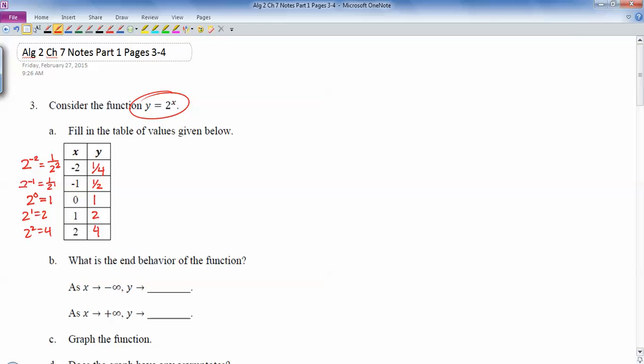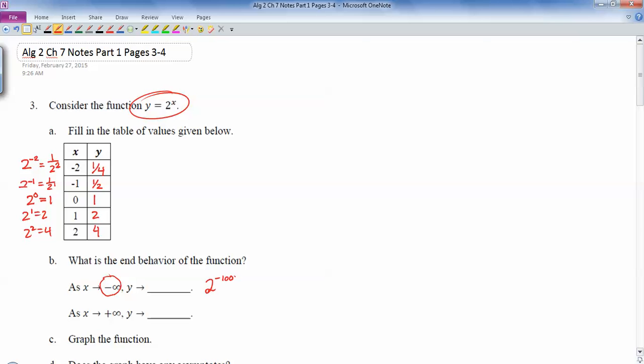Okay, so then part B says, what's the end behavior of the function? End behavior, remember, is what happens when x gets really, really big, what happens when x gets really, really small, those sorts of things. So let's take a look at what happens when x goes to -infinity. That's like saying what happens if you plugged in a huge negative number into x. Let's take -10,000.